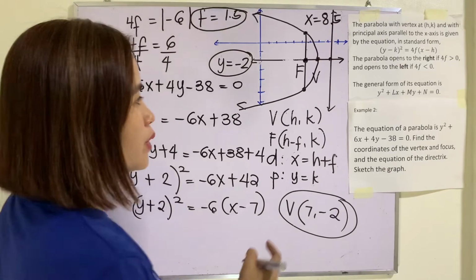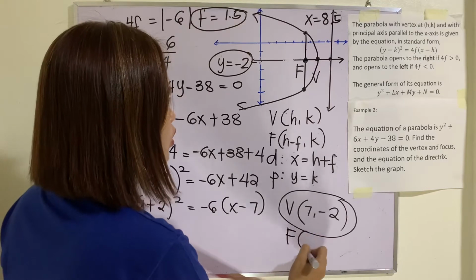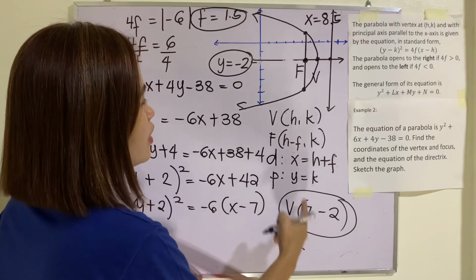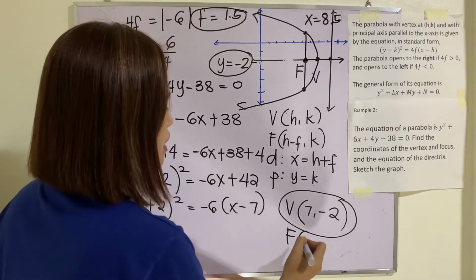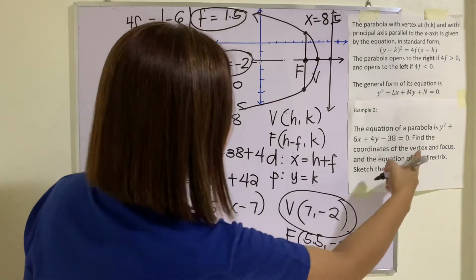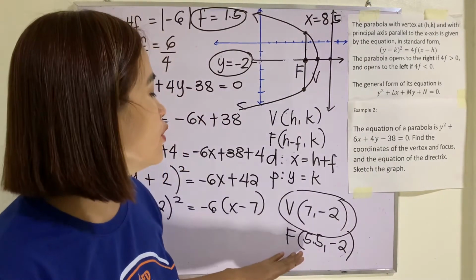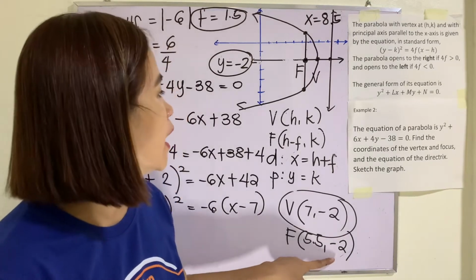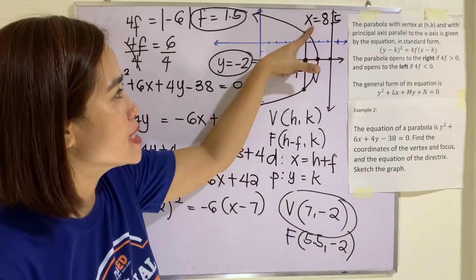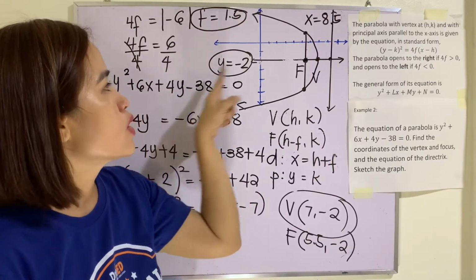So what is our vertex? Our vertex is (7, -2). Our focus is this one, which is 7 minus 1.5 is 5.5, -2. So, the vertex is (7, -2). Our focus is (5.5, -2). And the equation of your directrix is this one, x equal to 8.5. And the principal axis is, of course, y equal to negative 2.